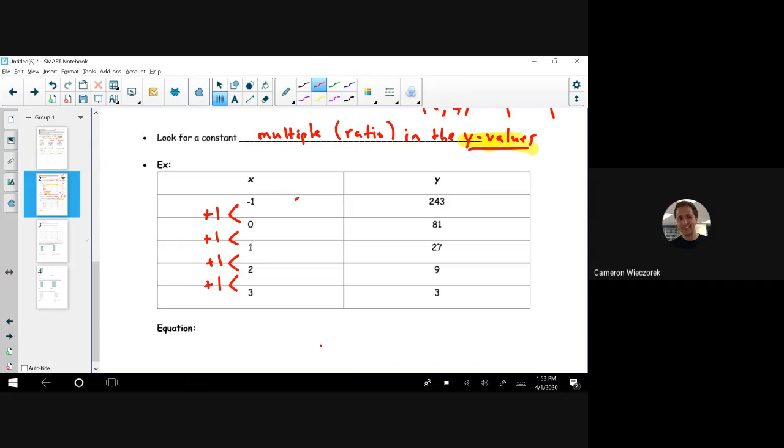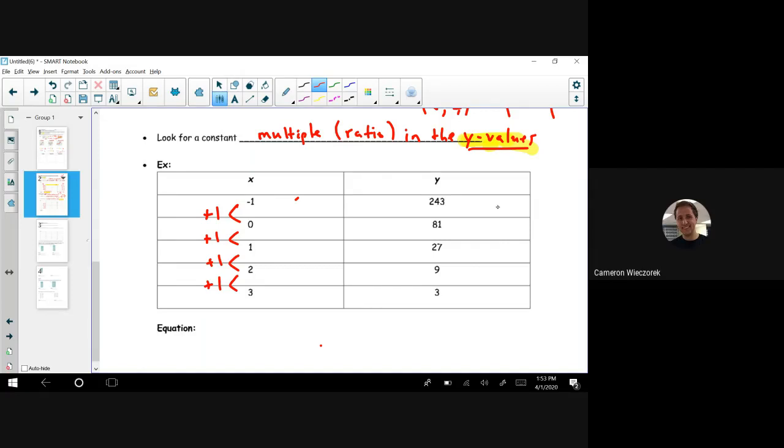Now, let's say I went into this data table without being told it was exponential. My first thing I always check, if they don't tell me what it is, is to see if it's linear. Well, from 243 to 81, if you want to see what that actually drops by, you can subtract 81 minus 243. So if I do 81 minus 243, that drops by negative 162. But then from 81 to 27, clearly it's not dropping by 162. If I do 27 minus 81, that only drops by 54.